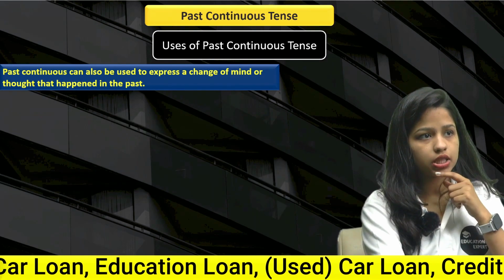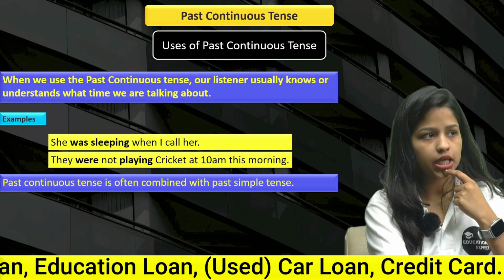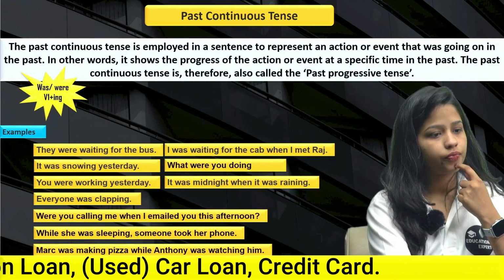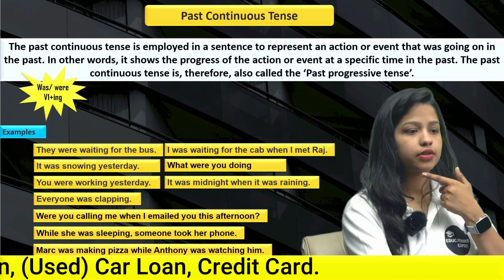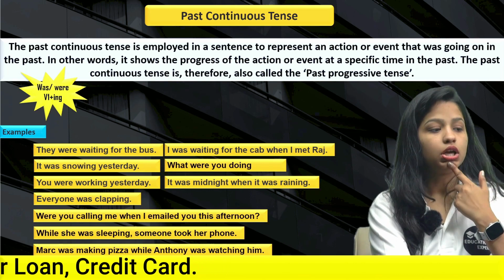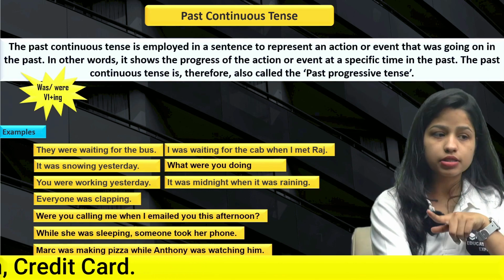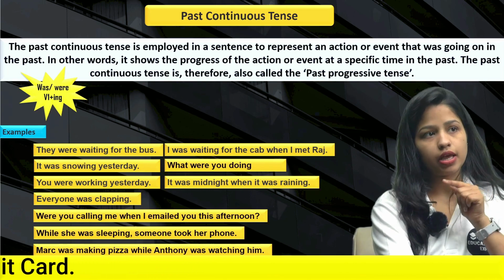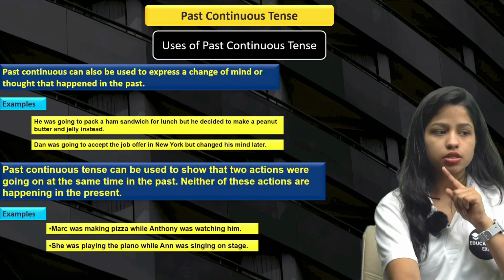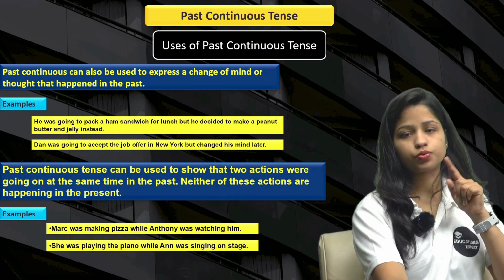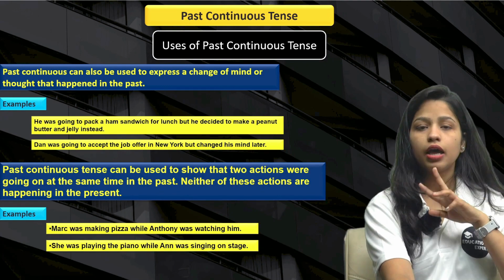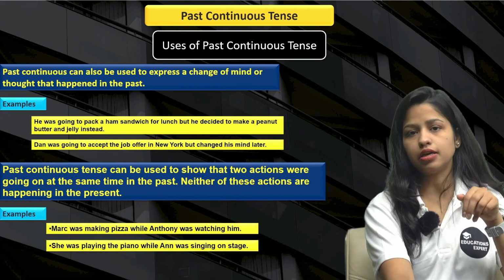Let me check the use of it, one second. Yes, you can say this. I was telling you this example: Mark was making pizza while Anthony was watching him. And I think I have used this again. So this is how you can use this. Mark was making pizza while Anthony was watching. There are two actions that are happening at the same time in the past only, and neither of these actions is happening in the present.